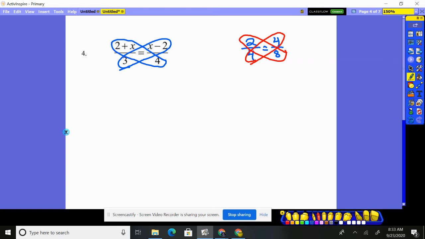Now, let's start with this 4. 4 times, now it's that whole top. You can't just go 2 plus x. It's 4 times that entire top. 4 times the 2 plus x equals 3 times the entire top of x minus 2. Now, you see, you're going to have to do the distribution. You're going to have to distribute, use the distributive property.